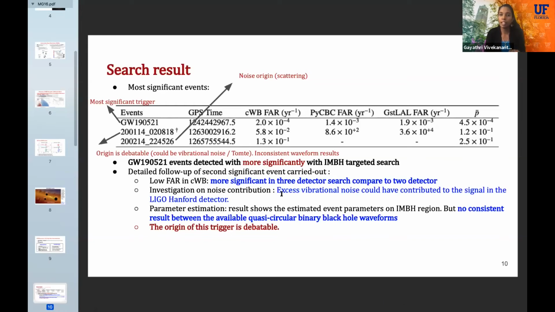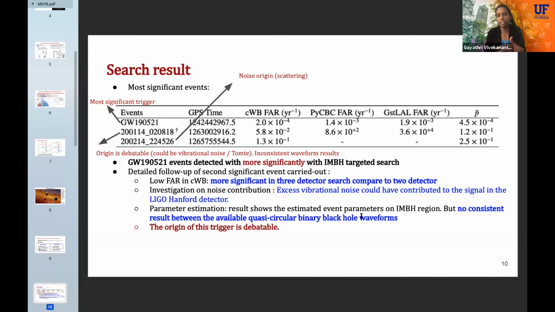So we also did parameter estimation of this event, assuming it is an IMBHB source, to see what parameters we could get with the available quasi-circular binary black hole waveforms. We found that the masses are in the IMBH parameter space, but when we did this analysis with a different waveform model, it showed inconsistent results for the estimated parameters.